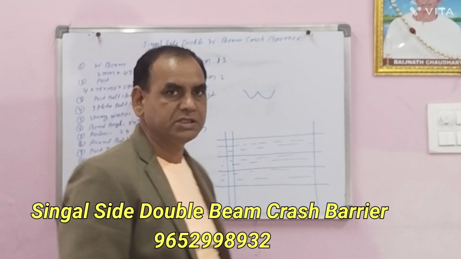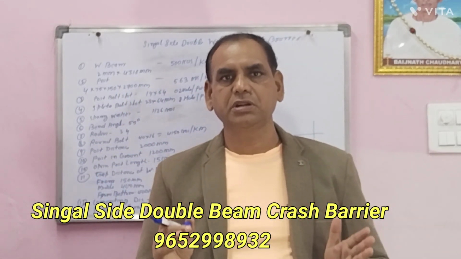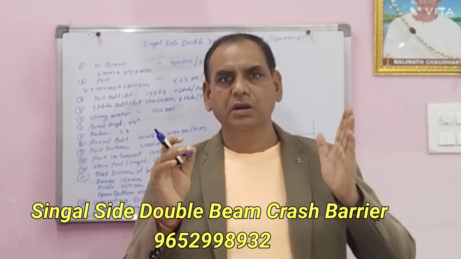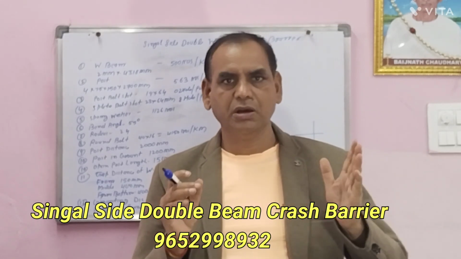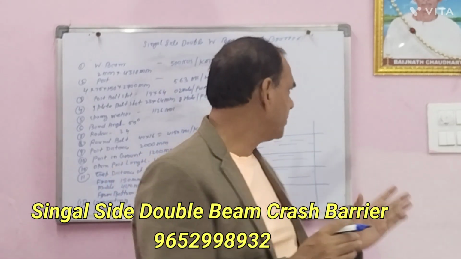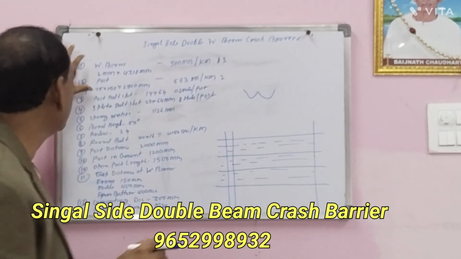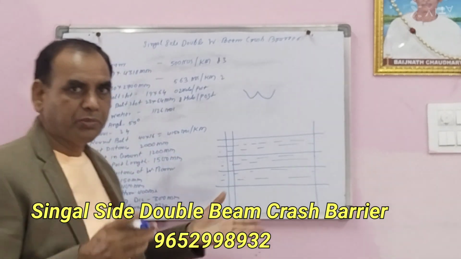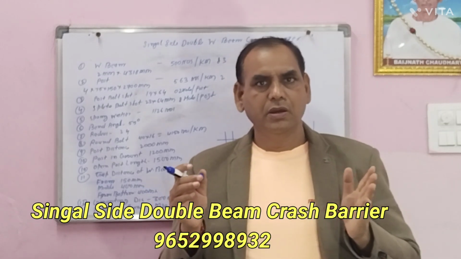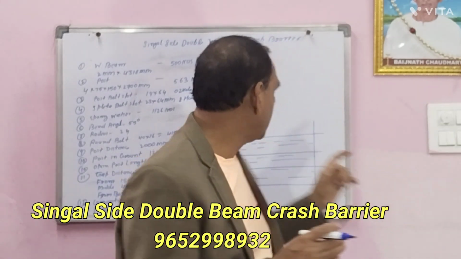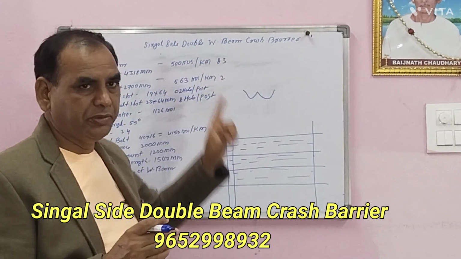In the railway project, single side double beam metal crash barrier is used. Now we will explain the single side double beam crash barrier. First, suppose you want the quantity per kilometer, like how much double beam is required per kilometer.